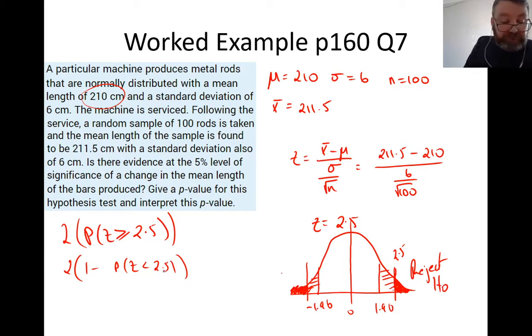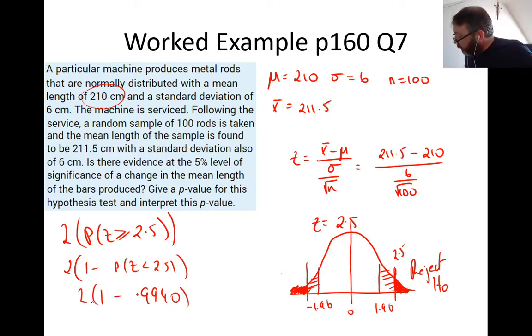2.51, what does that come out as? Well, 2.51 comes out as 0.9940. 1 minus 0.9940 is equal to 3 over 500, which is 0.006, multiplied by 2 comes out as 0.012. Now, for the 5% level of significance, we're looking at this.